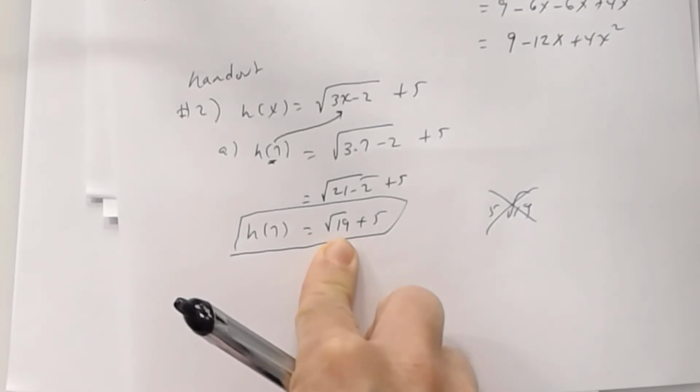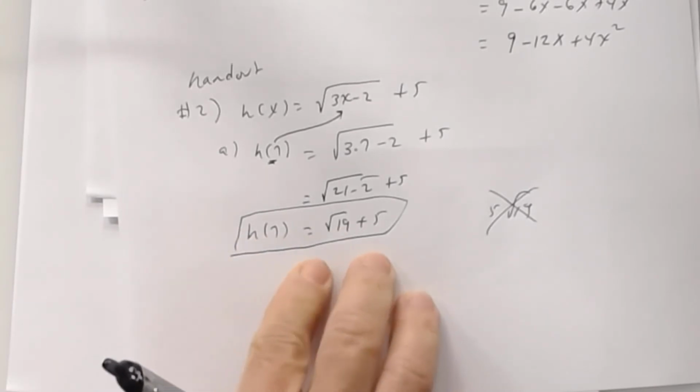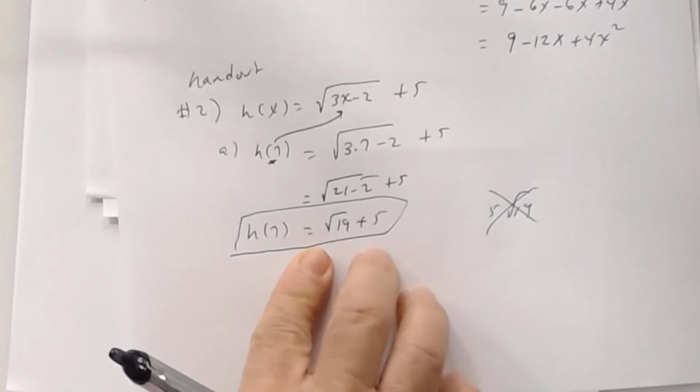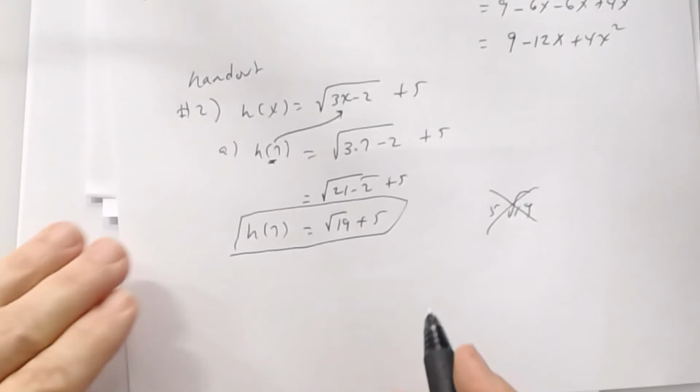It's 4 point something. Okay, so that's all you can do. Now, if you can simplify the square root of 9, if you can simplify the radical, go ahead and do that, but you can't simplify the square root of 19. So that's number 2A.